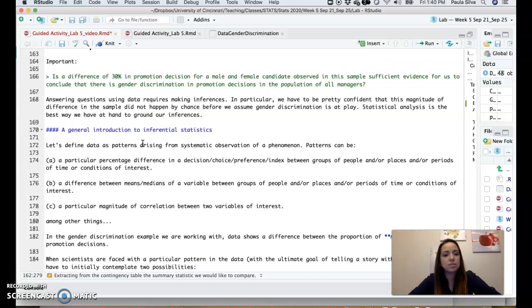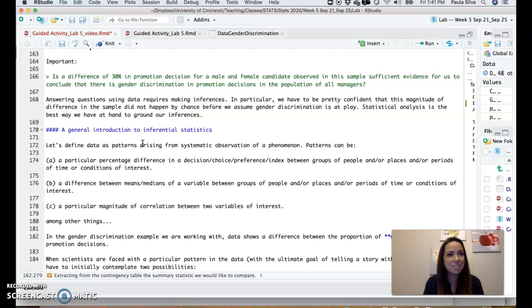Answering questions using data requires us to make that kind of inference, and that is what I mean by statistical inference. Inference from data to real world. So this is one of the learning outcomes. You need to know what statistical inference is. So I'm seeing a difference in the sample. Is this difference sufficient for me to conclude that it's likely that there is a difference out there in the population? In particular, we have to be pretty confident that this magnitude of difference in the sample did not just happen by chance before we assume gender discrimination is at play.